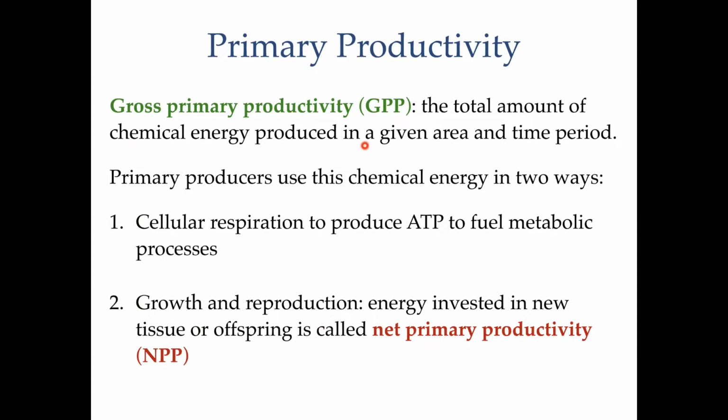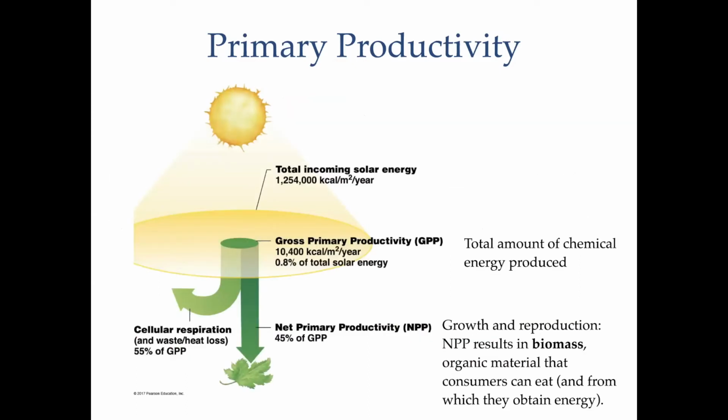Gross primary productivity is the total. Net primary productivity is what remains after we remove the part that is used for cellular respiration and to fuel the body, to keep the body alive. Here is just a summary quantifying how much of the total solar energy is actually transformed into gross primary productivity and then net primary productivity.